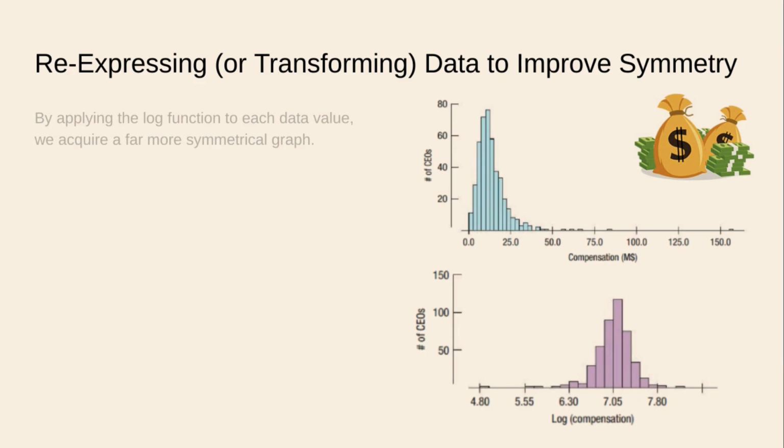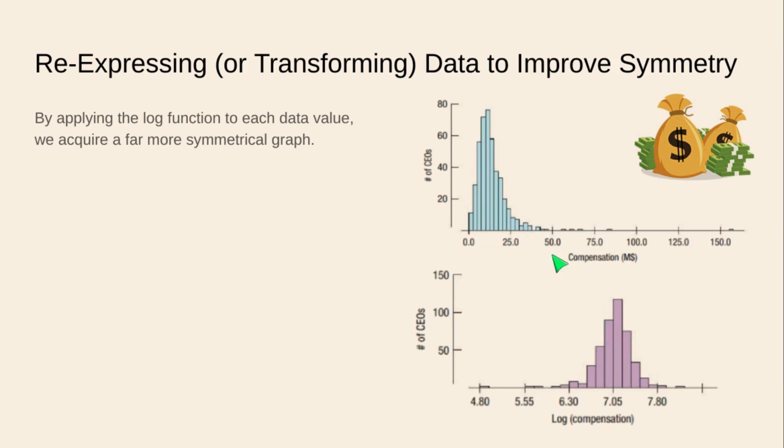All right, here we go. So if we apply the log function to each data value, we acquire a more symmetrical graph. So here's my original graph, and here is my graph in which, for every compensation in millions of dollars, we took the log of it, all right? And look at that, this right-skew curve turns into something that looks like a bell curve with a couple of outliers. Okay, fine. But there are significantly fewer outliers.